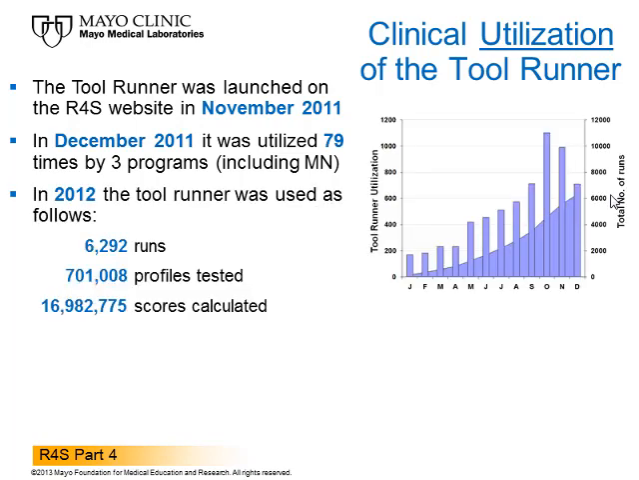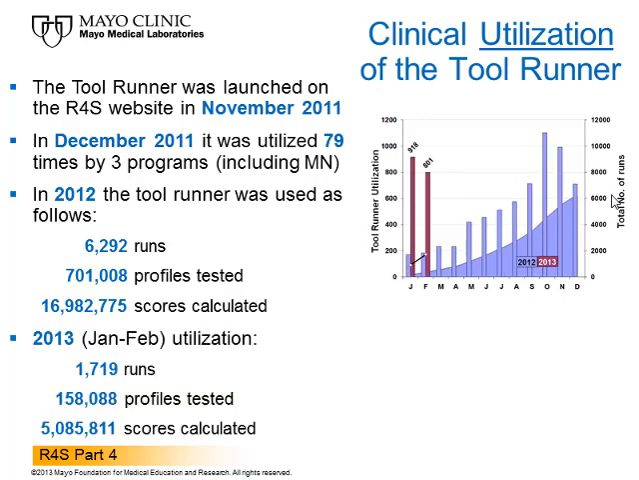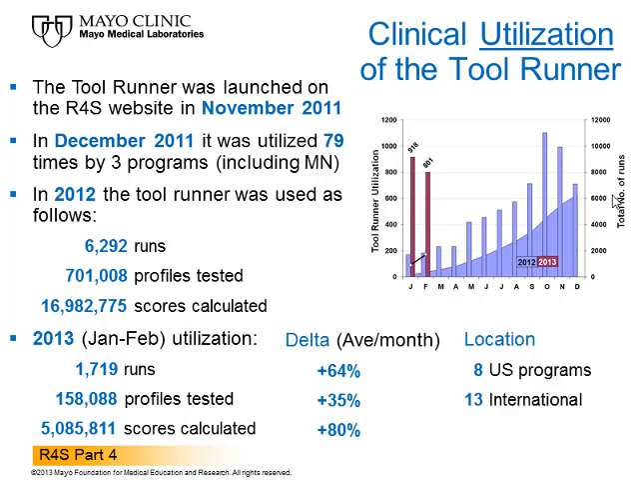In 2012, however, the tool runner was deployed more than 6,000 times. 700,000 profiles were tested and almost 70 million scores were calculated. In the first 2 months of 2013, more than 5 million scores have been calculated, an 80% increase when expressed as average utilization per month. To date, the tool runner is used regularly by 21 programs. The majority of them are located outside of the United States.